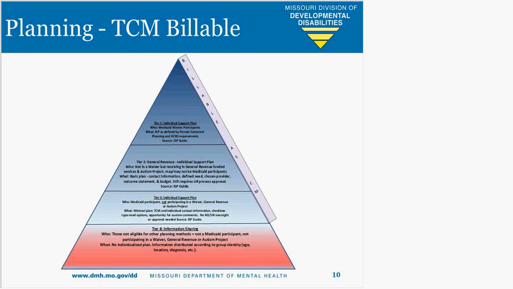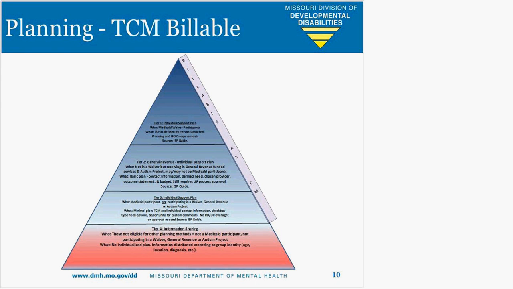As one expects of the planning process changes, individuals in the Medicaid waiver are expected to have all of the TCM associated with the home and community-based services that they currently do. That includes all of the things that were put out in the ISP guide earlier.